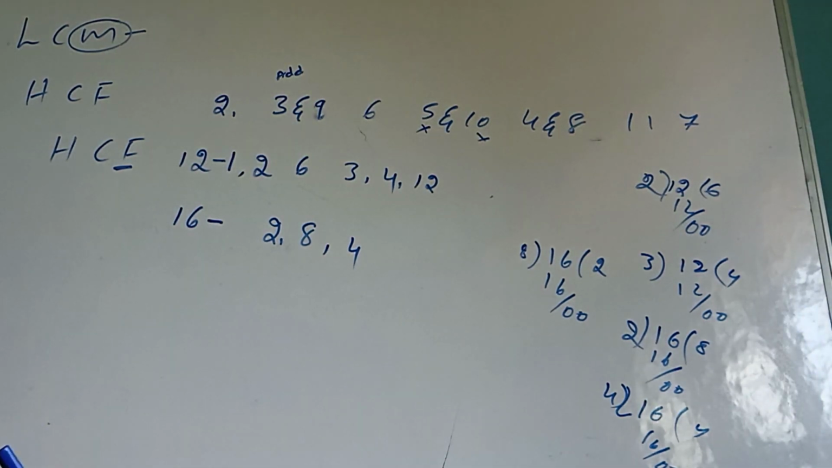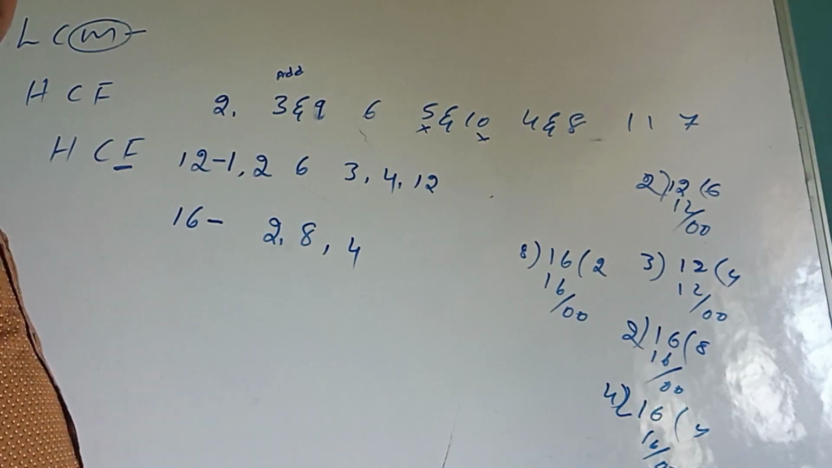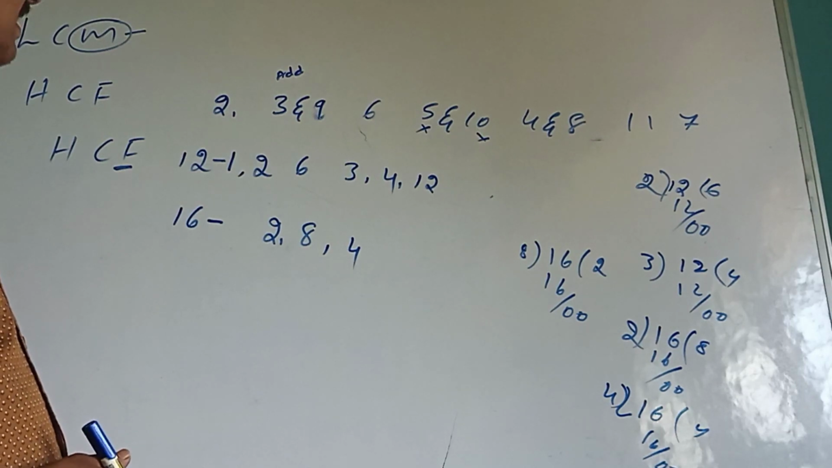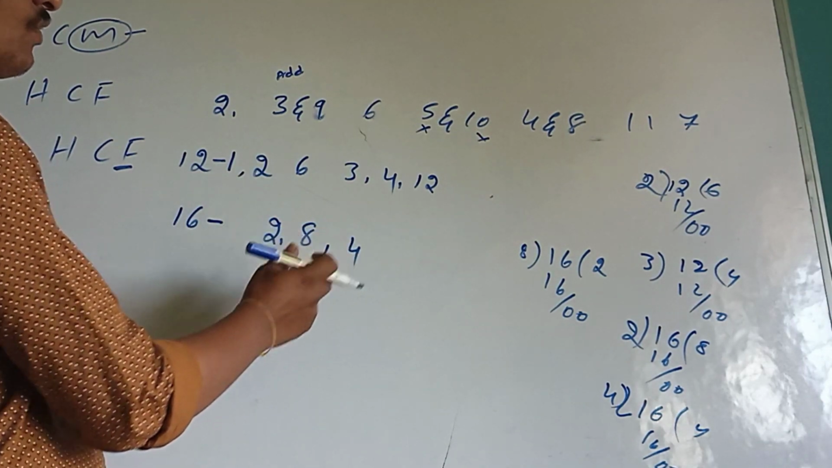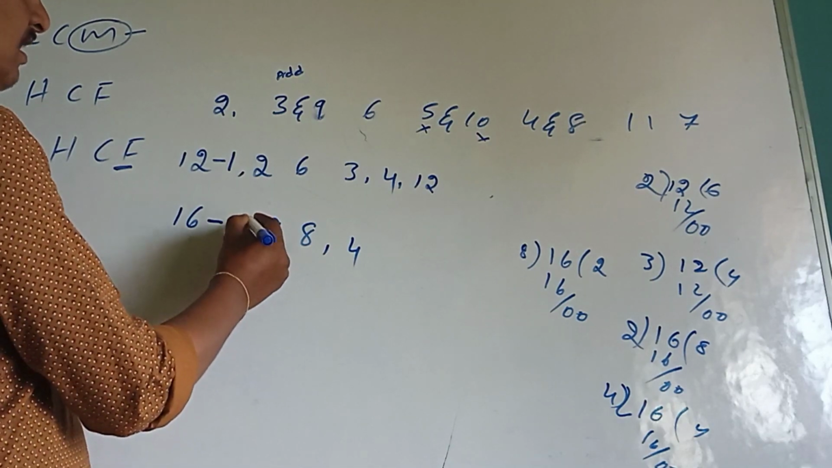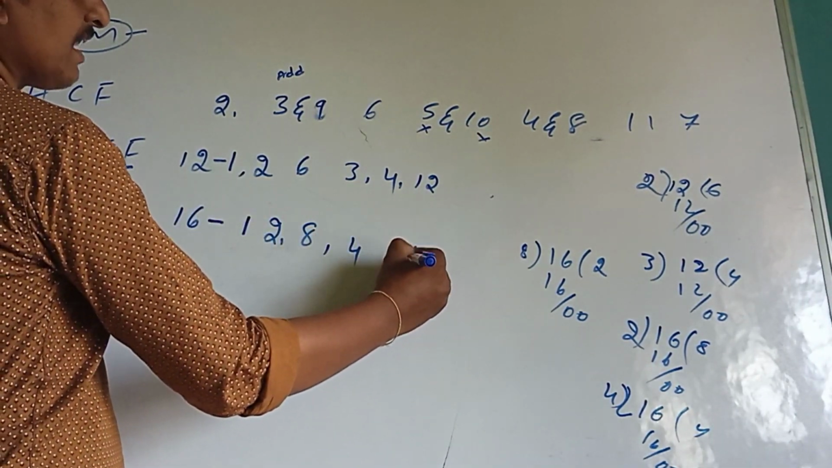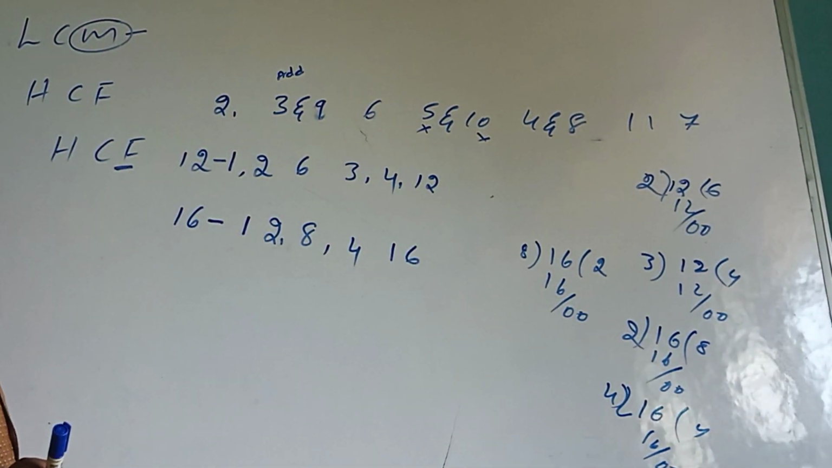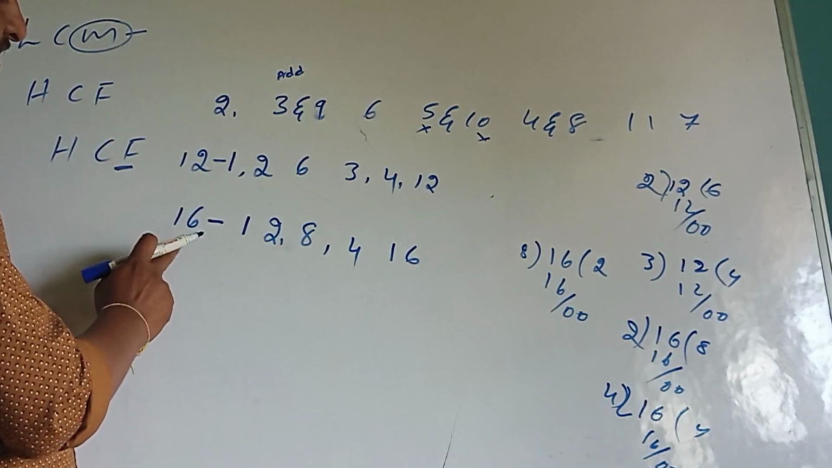Then 7. 7 2s are 14, 7 3s are 21. It does not come in the 7 table. So that is the reason the factors are 2, 8 and 4. And 1 is common for all numbers, and the number itself is a factor. So I have written the factors here for 12 and 16.